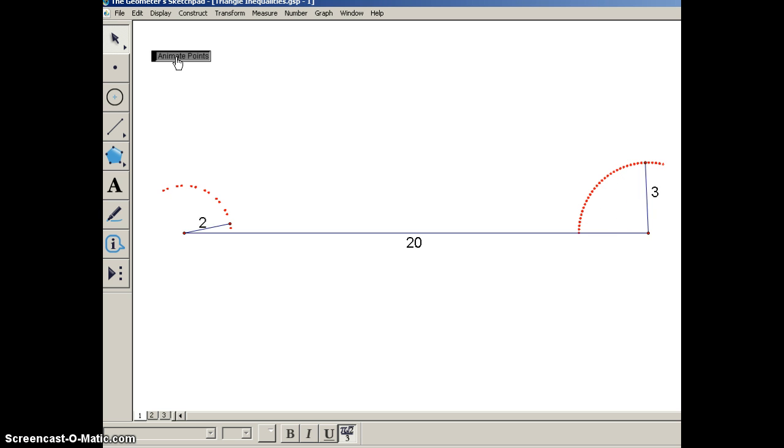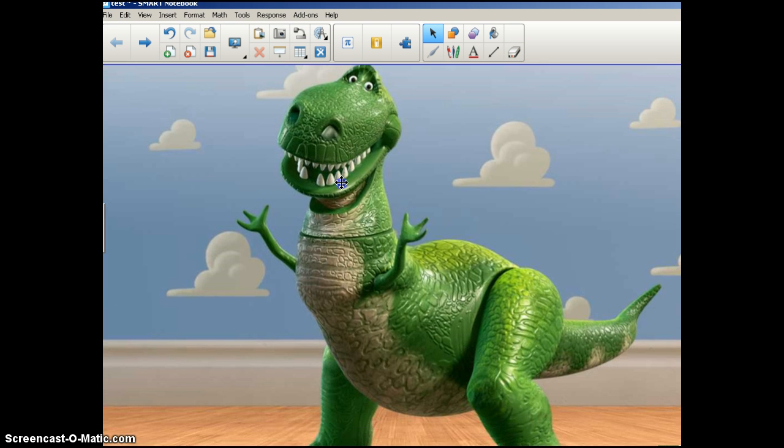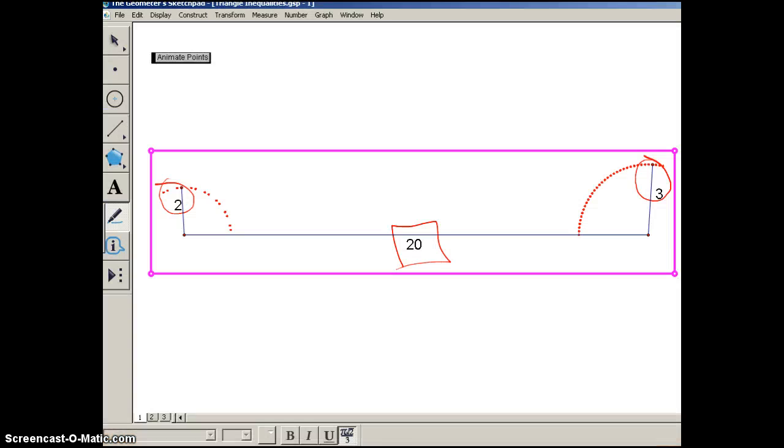So you could see from this image, when we stop this, there's no way that you can create a triangle with sides of length 2 and 3 if the third side is 20. They're just not going to close. This makes me think of Tyrannosaurus Rex. He can barely close his arms together because they're so short. So if you go back to this sketch, you could see that those sides aren't going to make a triangle.